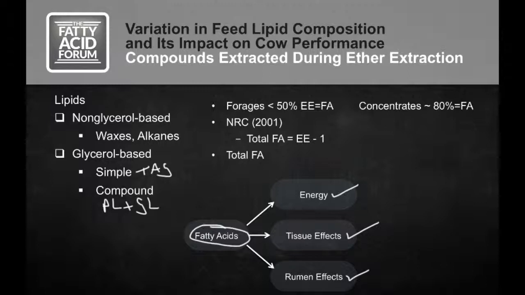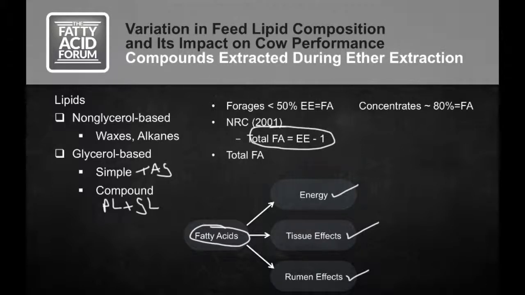And this is important because, especially for forages, they can contain a wide range of different waxes and alkanes, for example. So in a typical ether extract of a forage, less than 50% of that ether extract is going to be represented by fatty acids. Whereas in different concentrates, about 80% of that ether extract is going to be represented by fatty acids. So the NRC equation in 2001 explained this as total fatty acids equals ether extract minus 1.